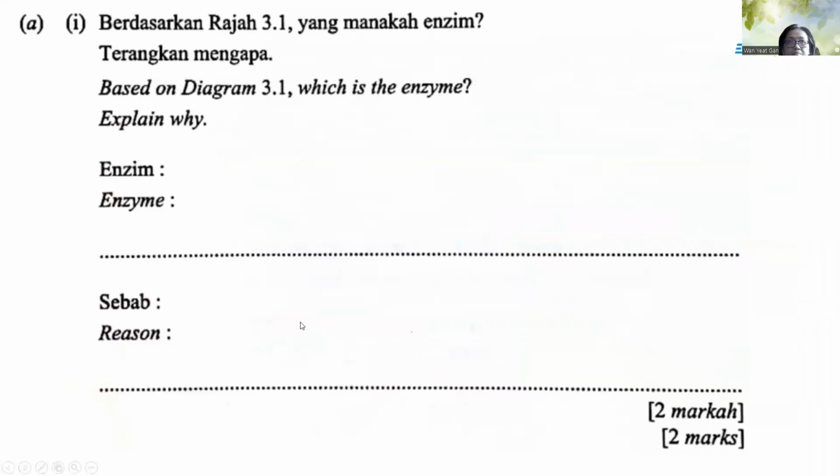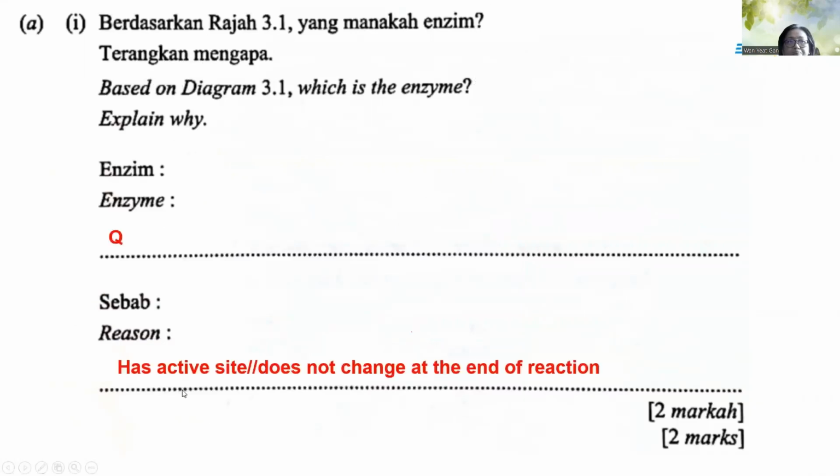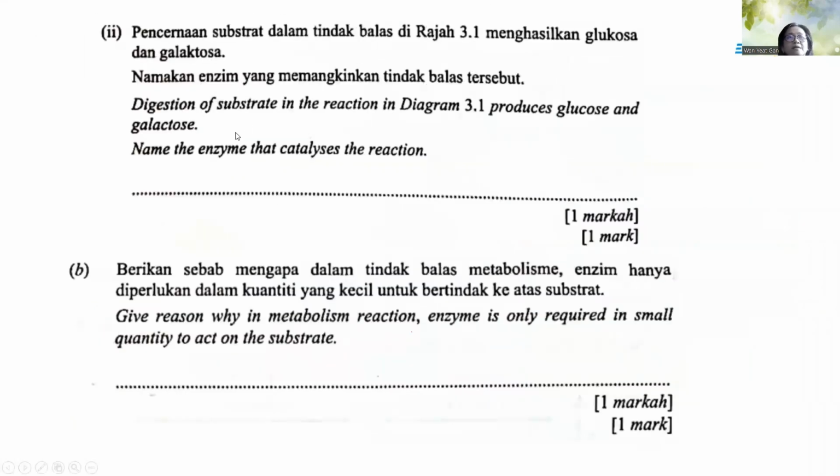Okay, next. Digestion of substrate in the reaction in diagram 3.1 produces glucose and galactose. Name the enzyme that catalyzes this reaction. Now, to produce glucose and galactose, you need the enzyme lactase. Lactase will hydrolyze lactose into glucose and galactose.